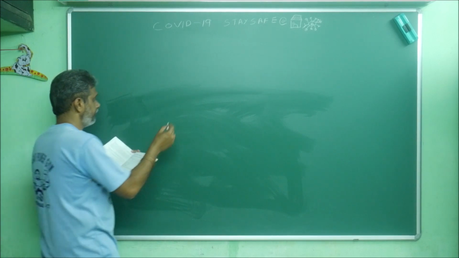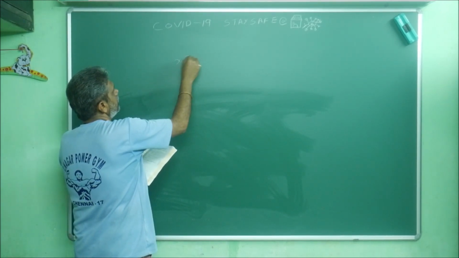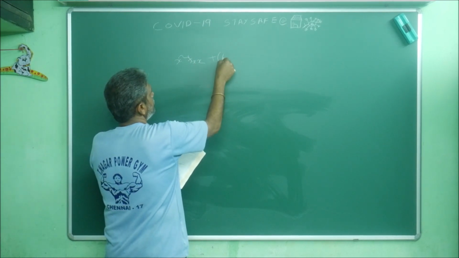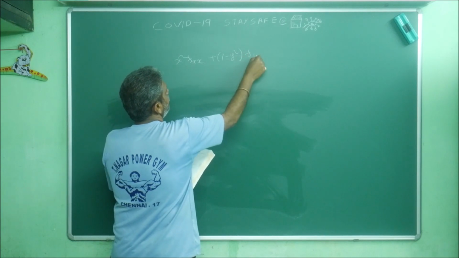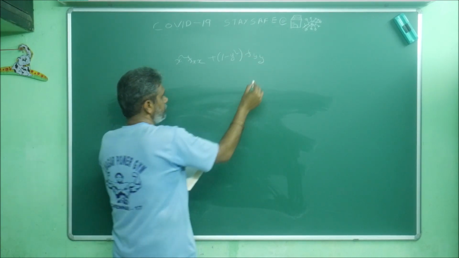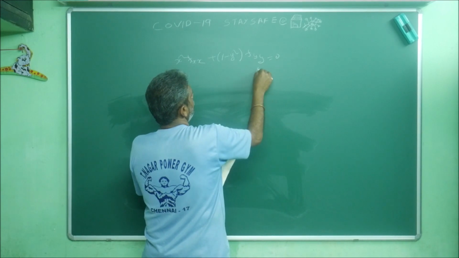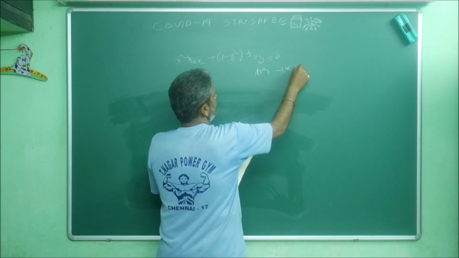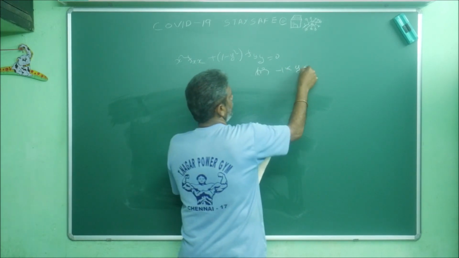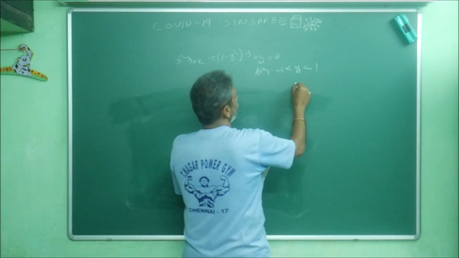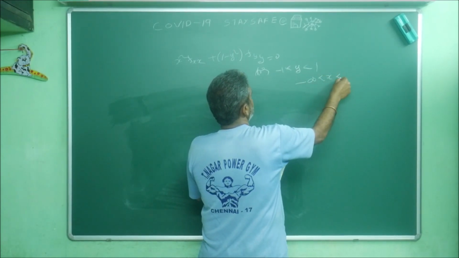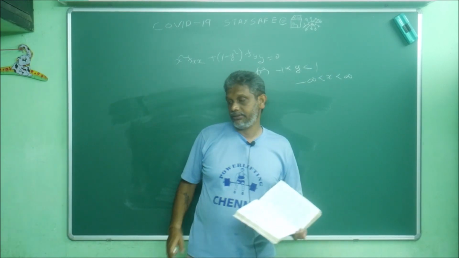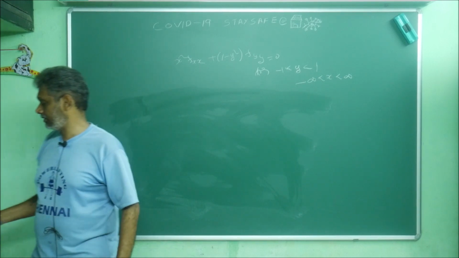Now we see x square fxx plus 1 minus y square fyy is equal to 0, for minus 1 less than y less than 1, minus infinity less than x less than infinity. What I told, a, b, c are maybe constants or maybe variables, functions of x, y.